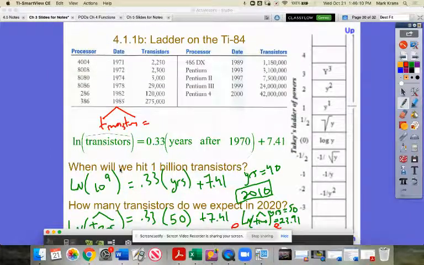And you can go and check online and see that we're actually pretty close to those numbers. I think we hit 40 billion transistors recently, just with one company.